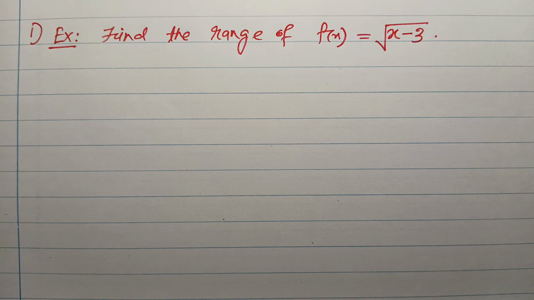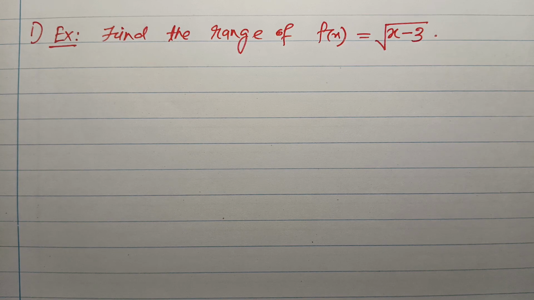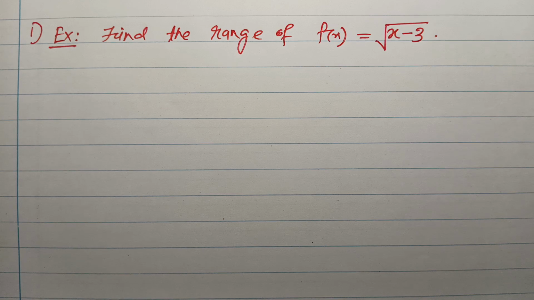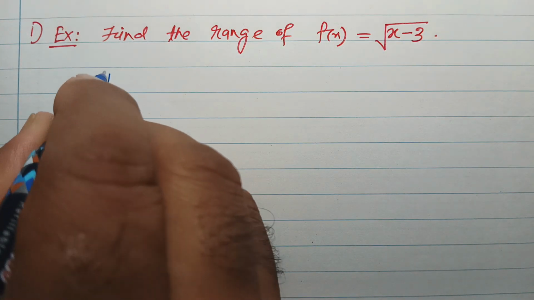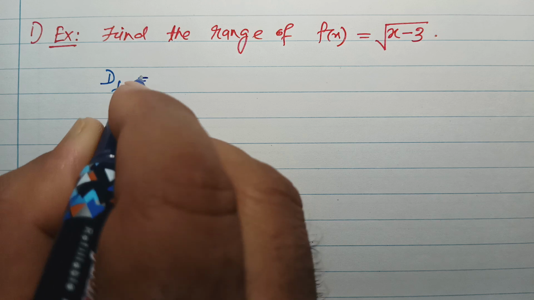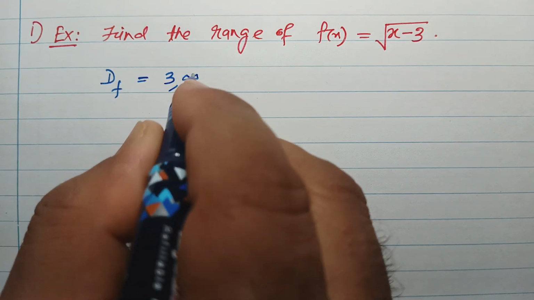Hello students, let us find the range of the function f(x) = √(x − 3). Let us recall, range means the set of values of y when x belongs to the domain. That means whenever we have to find the range, it is mandatory to know the domain. In this case, we can very easily say the domain is 3 to infinity.